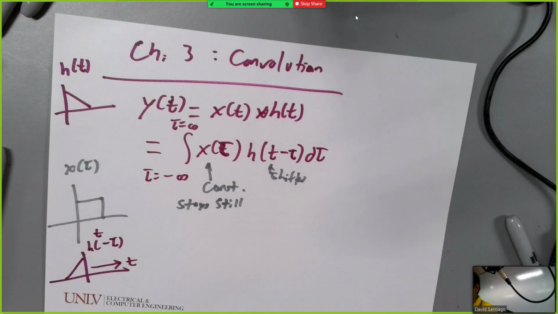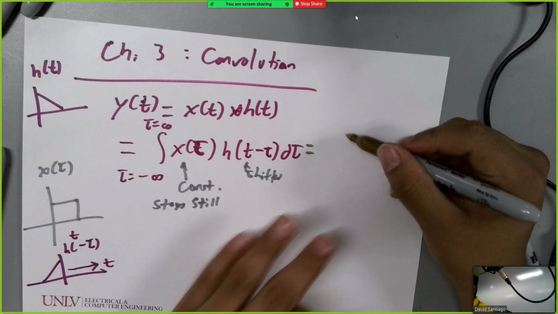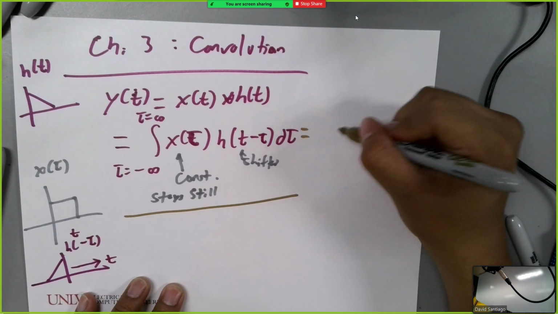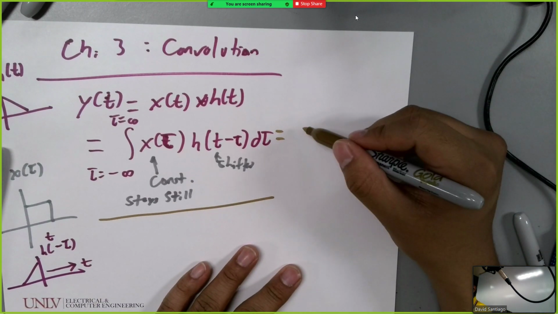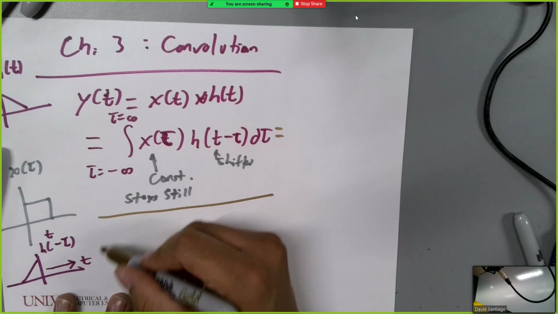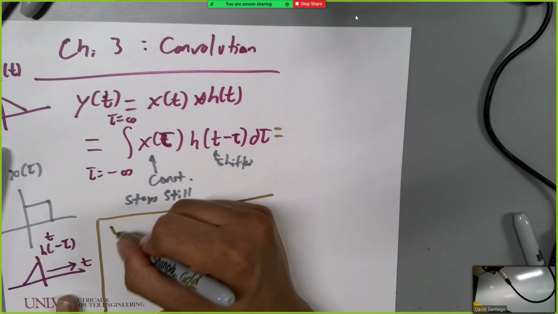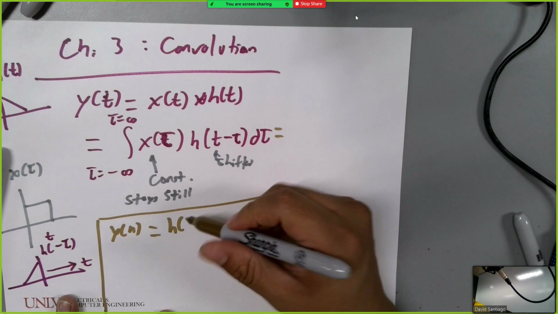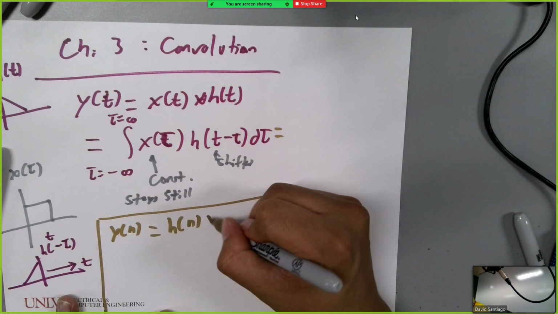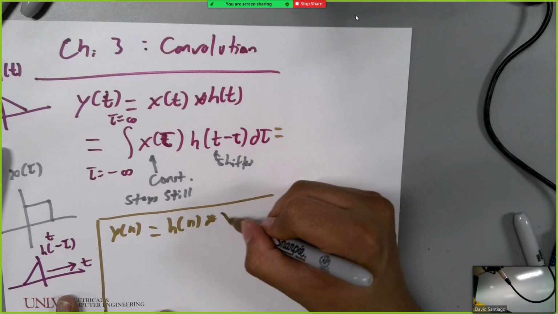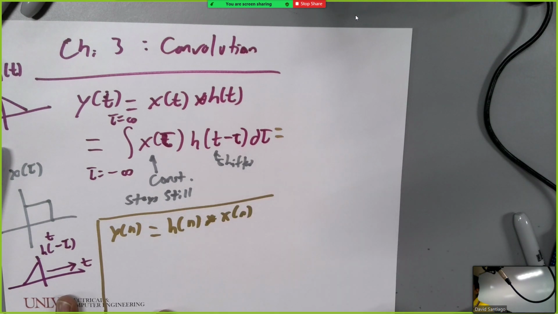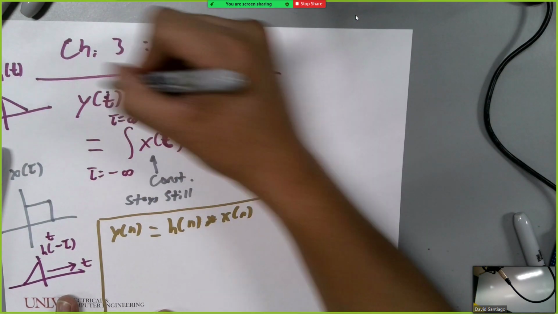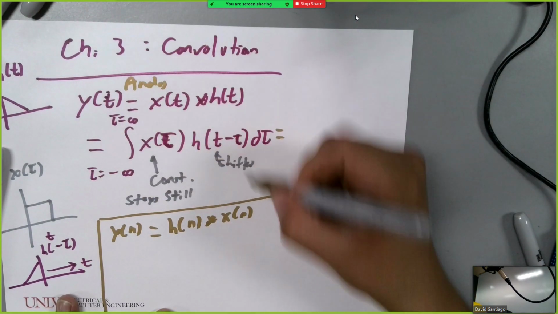Someone's probably not getting what I'm saying. Let's talk about the digital case. Actually, should I finish this one? Actually, nah, I'm not going to show you that one. I don't have time. We're going to try and rush this. y of n is equal to h of n convolved with x of n. I'm going to do the digital case now. This is analog, and this is digital.